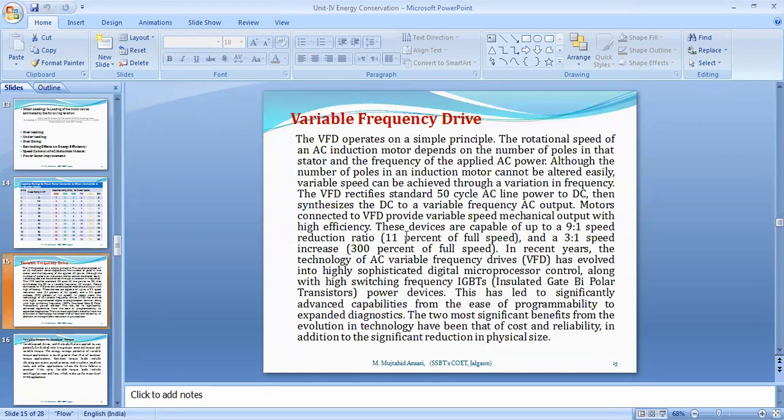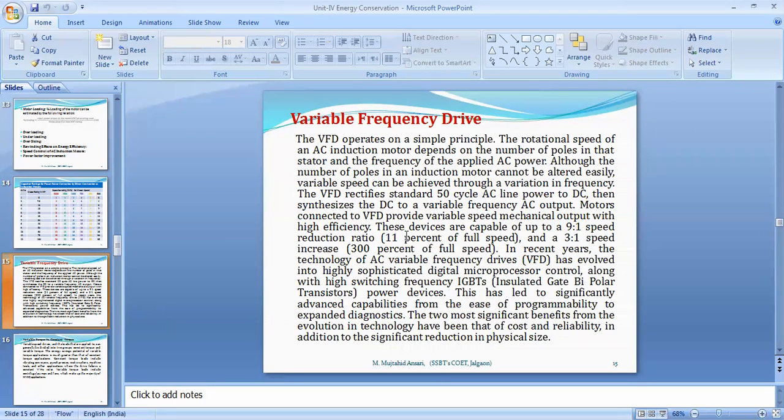Now, second, a very effective method in motive power to reduce the power consumption is the variable frequency drive. So what is the variable frequency drive? We found that the speed of the motor cannot be changed. If you want to change the speed, we have to use different ratios of gears. It may be a belt drive, a chain drive, or a direct coupling through different gear ratios.